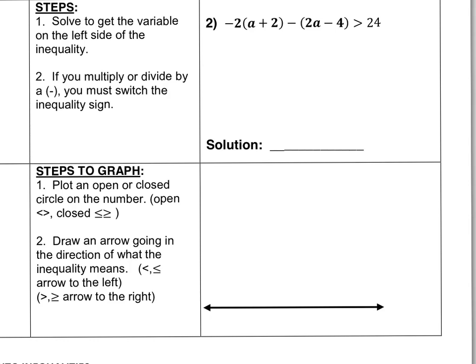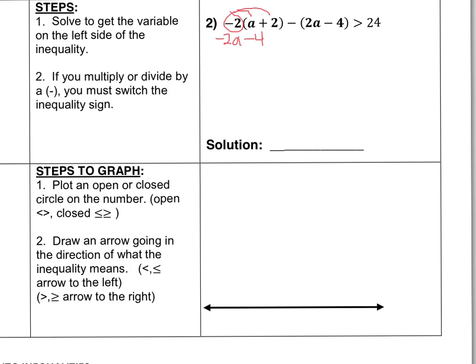Okay, moving on to the second example, you want to go ahead and simplify it. So let's go ahead and distribute to get rid of our parentheses. So we're going to take this negative 2 and we're going to distribute it through. So negative 2 times a is negative 2a, and negative 2 times a positive 2 is minus 4.